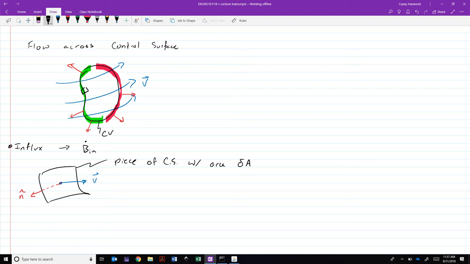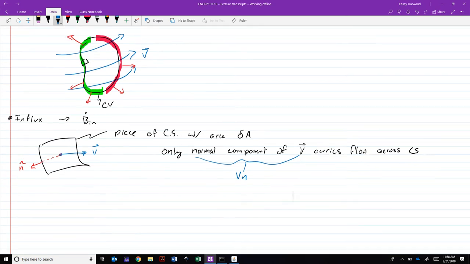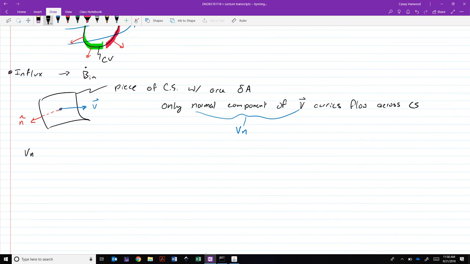Only the normal component. That is the part of the velocity that is directed perpendicular to the surface. Only the normal component of V carries flow across the control surface. So we'll call this normal component V sub n. And we can calculate V sub n using a dot product. So V sub n is equal to the dot product between V and n.